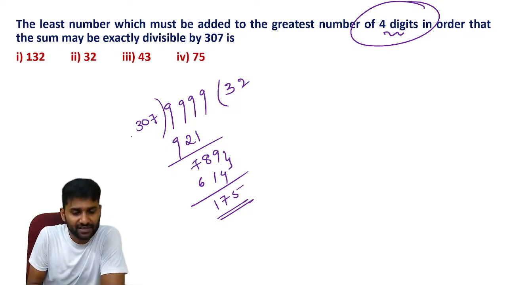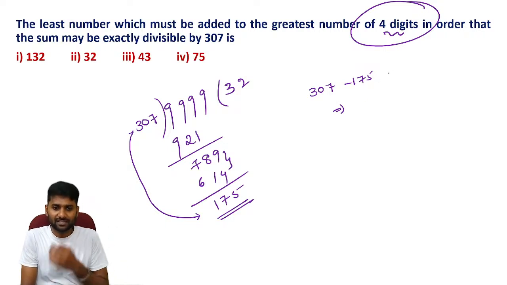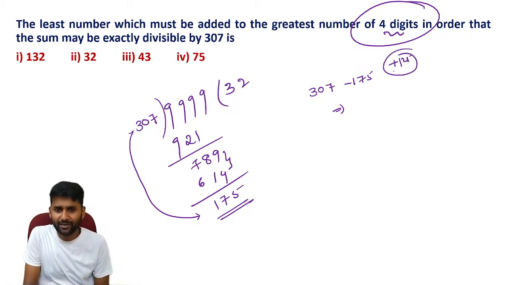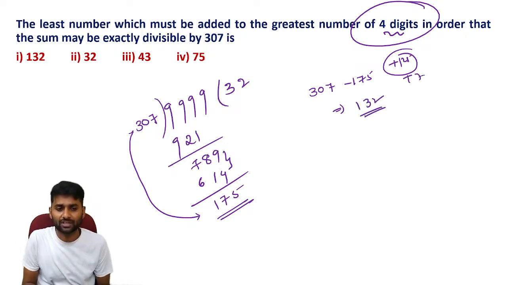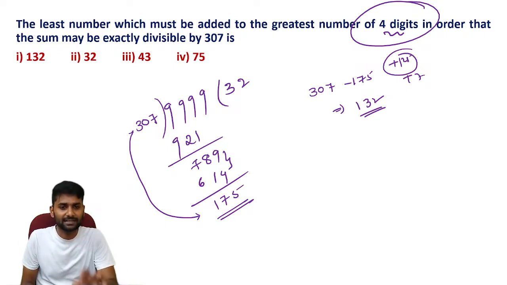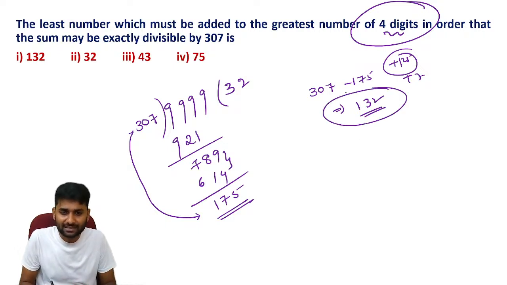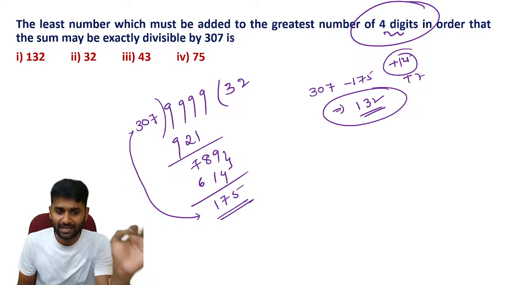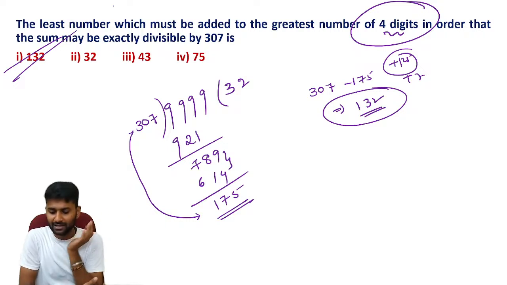Now let's find the difference, guys. How much difference can you see here between 307 and 175? If you find the difference, it is exactly equal to 132. If you add those 132 units to 9999, definitely that number is exactly divisible by 307. That's why we need to add 132 to 9999. That number is exactly divisible by 307. That's the answer. 132 is the correct answer.